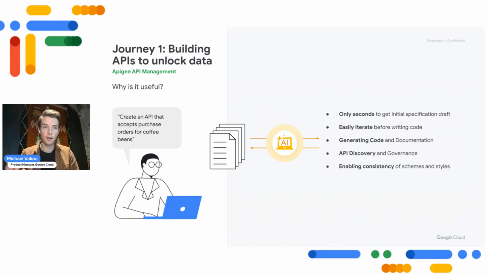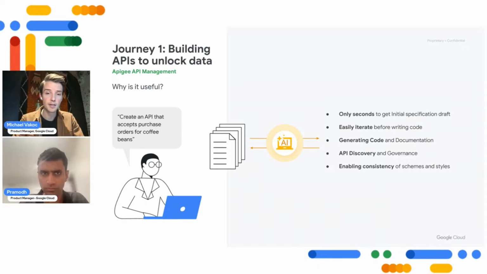And now that you have the API specification, you can use it across the enterprise for API discovery. You can publish it internally, externally, and people can find the right API that they need for the job that they are doing. And all this while enabling the consistency of schemas and styles across your enterprise, thanks to the enterprise context leveraging that we have seen in the application. So that's to wrap up the Duet AI and Apigee journey. Next up, Pramodh will talk about application integration.